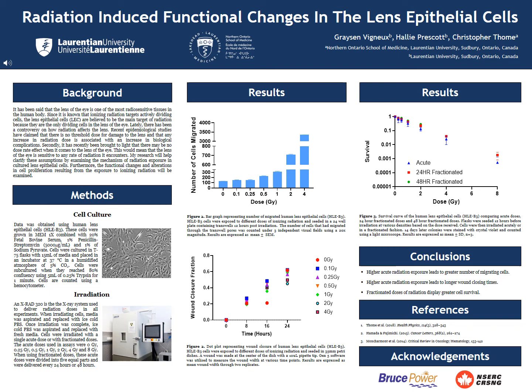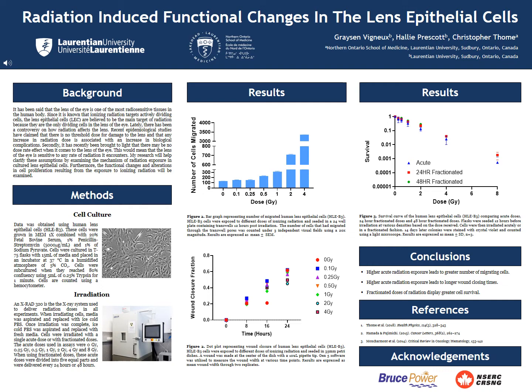The poster I will be presenting today will be explaining the radiation-induced functional changes in the lens epithelial cells. It has been said that the lens of the eye is one of the most radiosensitive tissues in the human body. Since it is known that ionizing radiation targets actively dividing cells, the lens epithelial cells are believed to be the main target of radiation because they are the only dividing cells in the lens of the eye.